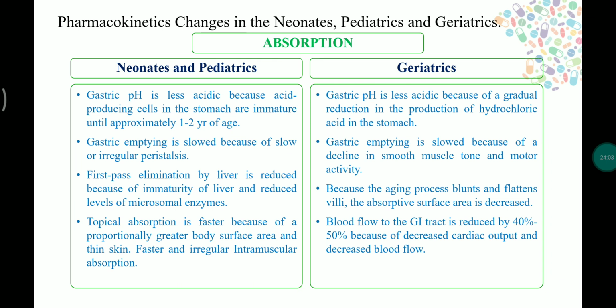First pass elimination by the liver is reduced because of immaturity of the liver. The liver is not completely developed, so microsomal enzymes are also not developed, and we cannot have proper absorption or proper elimination. In geriatrics, the activity of the liver is also decreased. Topical absorption is faster because of greater body surface and high blood flow to the skin, whereas in geriatrics the blood flow to the GI tract and to the body is decreased, so absorption also decreases.